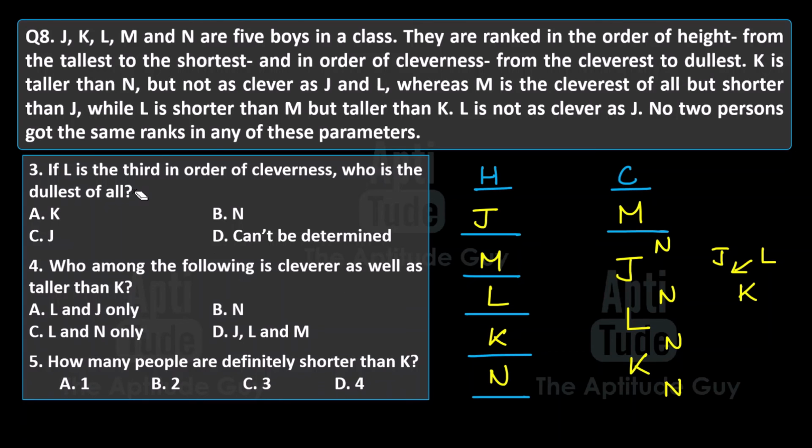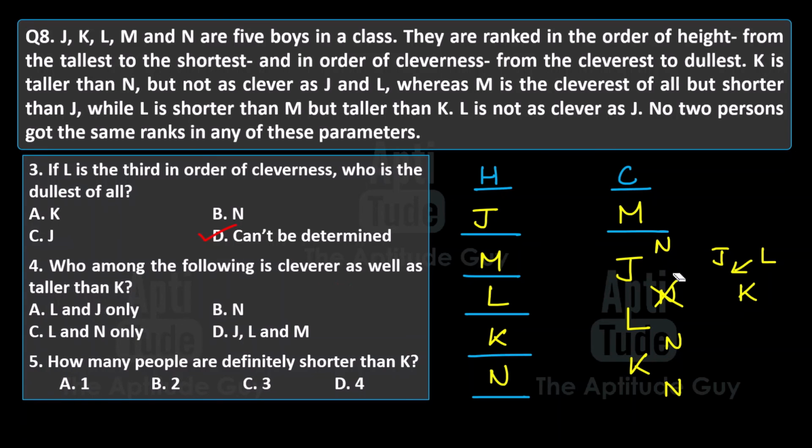Okay, you'll know why. If L is the third in order of cleverness, that means this N is gone and this N is also gone. So L is the third in order of cleverness, this one. So these two Ns are still active. Then who is the dullest of all? We don't know. Answer could be N or answer could be K. We have no idea. That is why the answer in this case is option D. Okay, this is the answer.